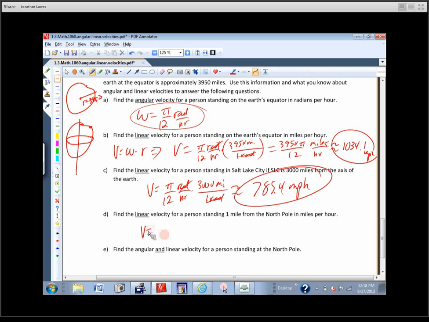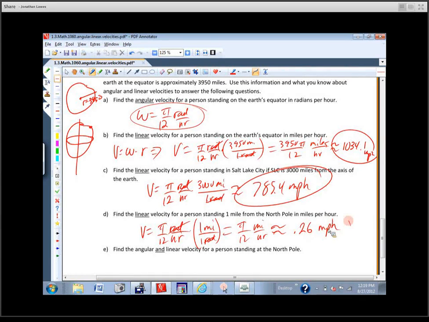Let's do the calculation. Pi 12ths radians per hour times, what's his radius? 1 mile. Whoops, 1 mile is his radius. Those will cancel. So this is pi divided by 12. That's in miles per hour. Let's see, 3.14 divided by 12. That's going to be a little bit less than a quarter, right? What is it? Point what? 0.26? Okay, 0.26, a little more than a quarter.